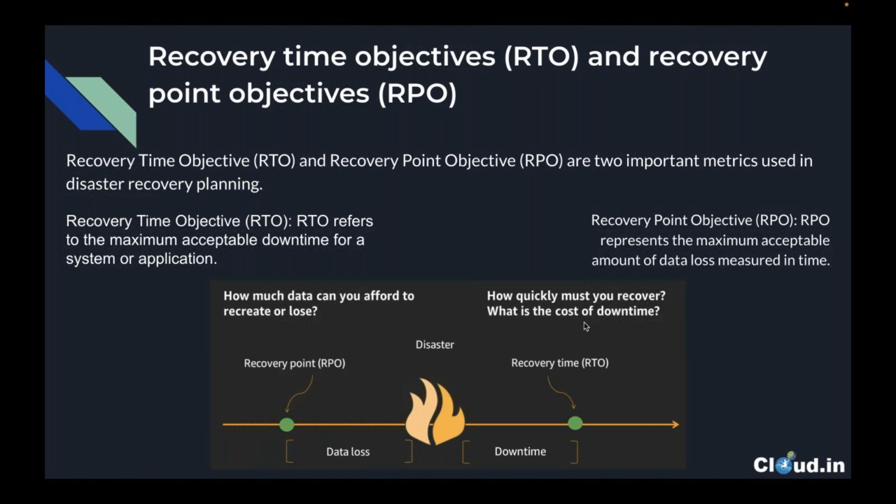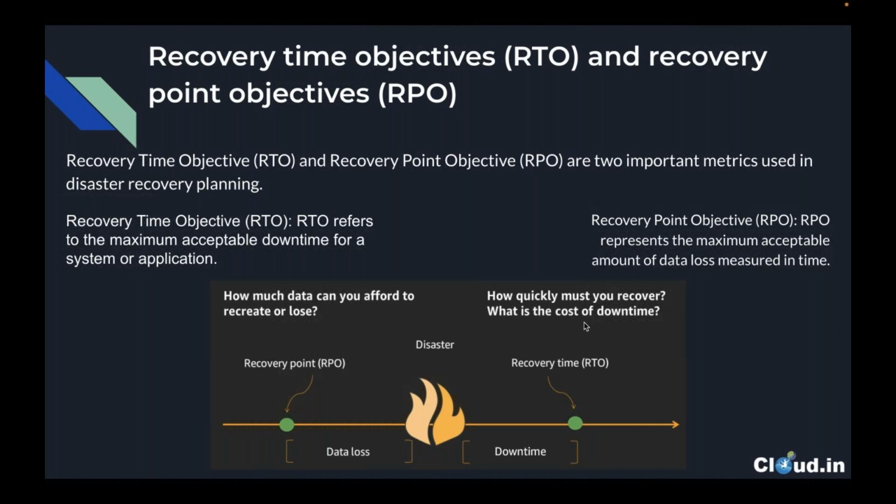Also, we have resources and infrastructure. The availability of your resources, including the hardware, software, and the personnel, can affect the speed of recovery. So the availability of all these things should also be there to achieve a good RTO.